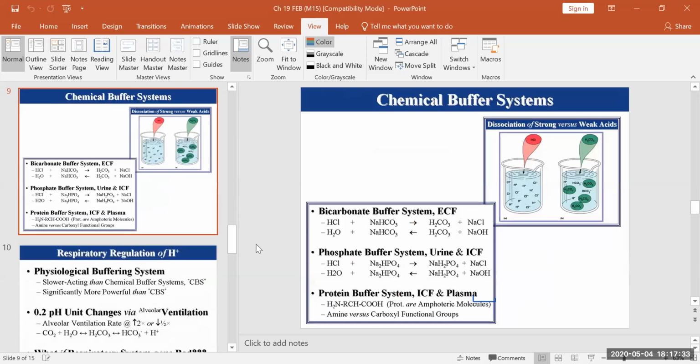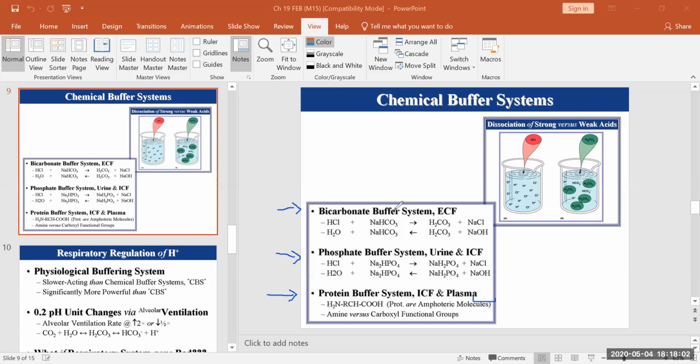Moving on to chemical buffers. The chemical buffer system is really quick to try to prevent fluctuation of pH. So we have 3 systems. We have the bicarbonate buffer system, we have the phosphate buffer system, and we have proteins, which can also act as a buffer.